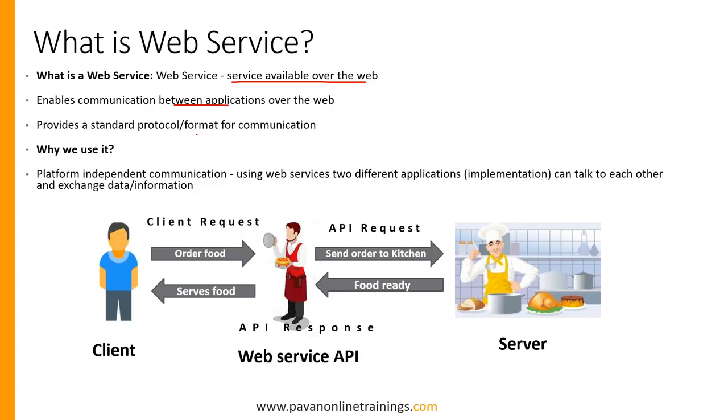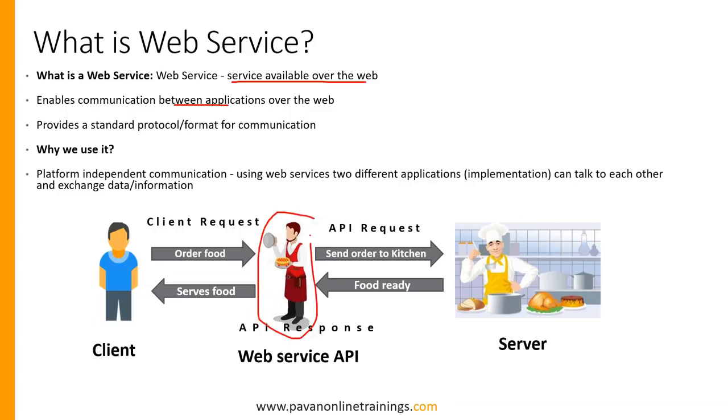Now let us see a simple example to understand what is an API in a web service. Normally a client or customer goes to a hotel, right? The customer orders the food. Then the server takes this order and sends the same order to the kitchen. The actual food will be ready in the kitchen, right? Once the food is ready, the server will get the food and serve it to the customer.